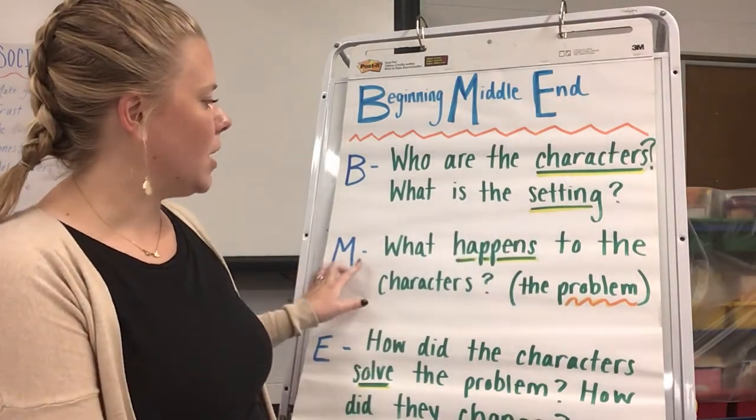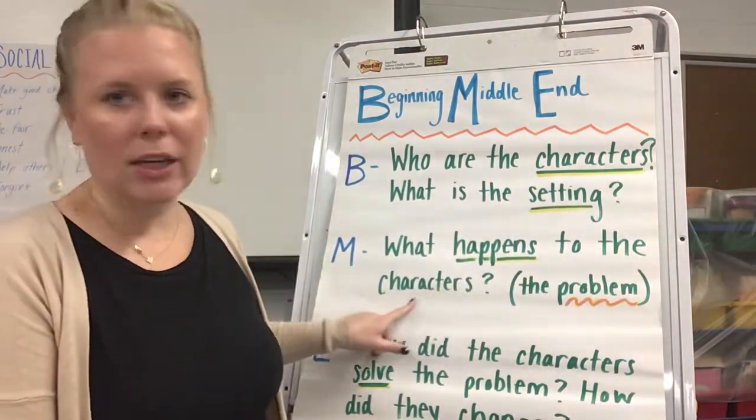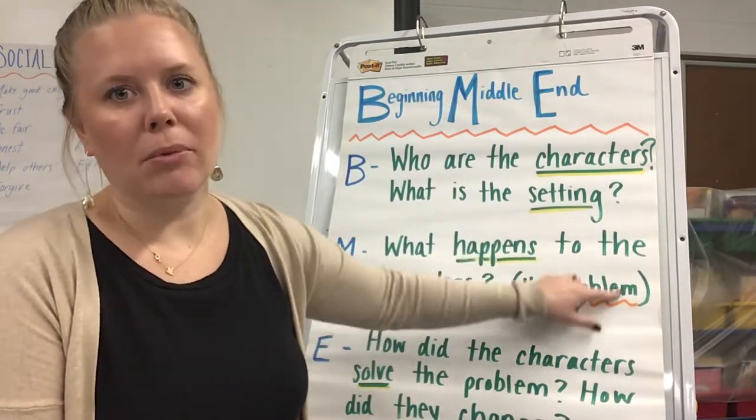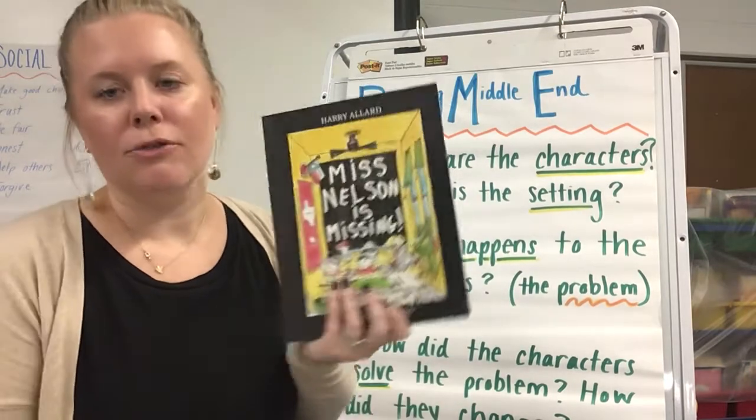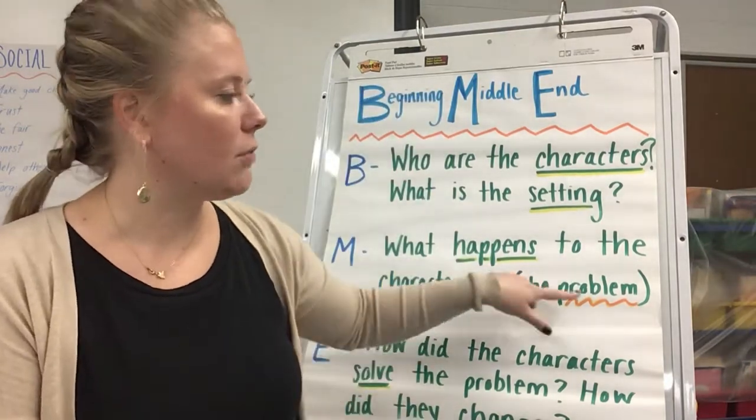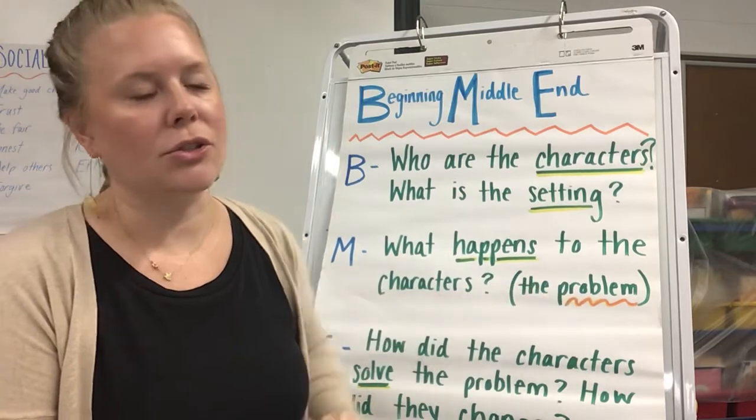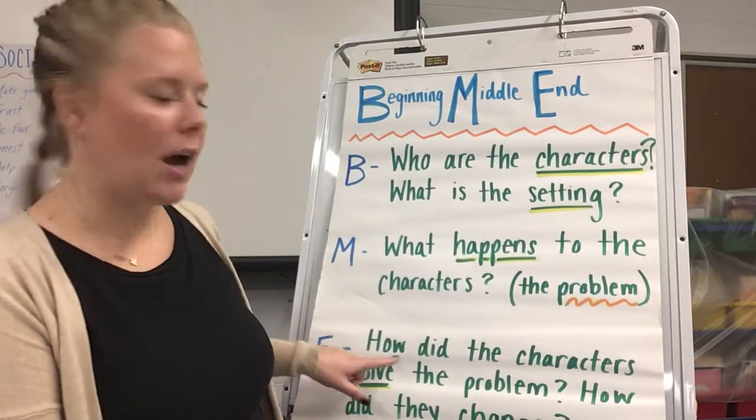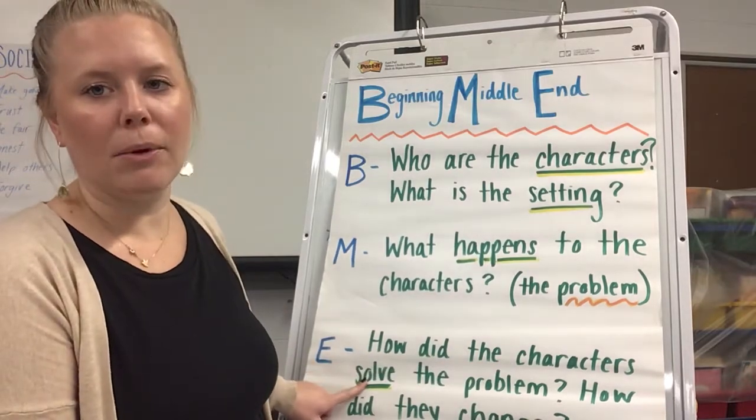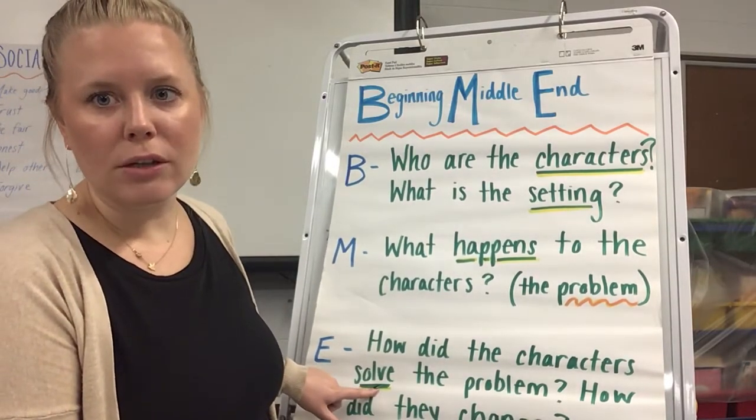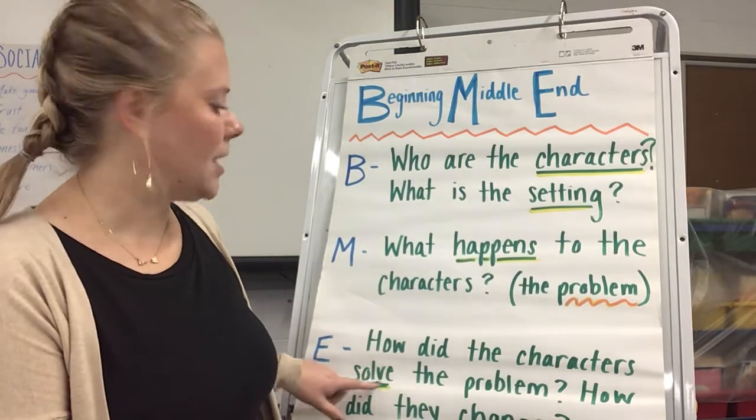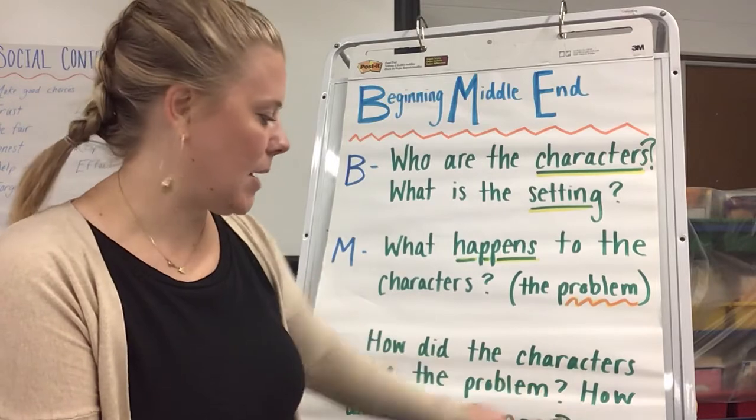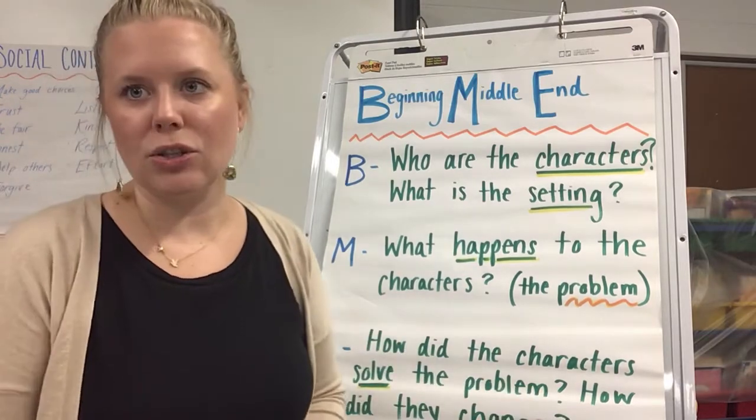Okay? In the middle, I want you to listen for what happens to the characters. And remember, there's almost always a problem in the middle of a fictional story. So you're going to be looking for the big problem that the characters face. In the end, you are going to be listening for how the characters solved the problem. Okay, so the solution or solve, that's how they fixed the problem. And then you also need to think about how the characters changed.